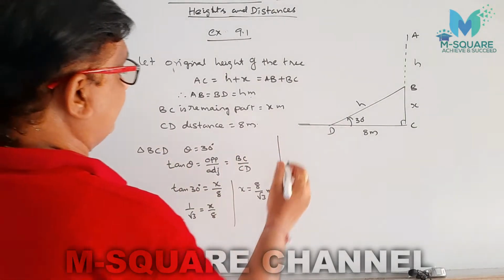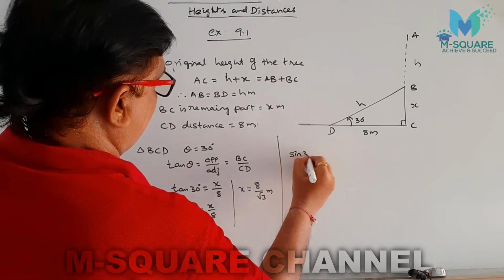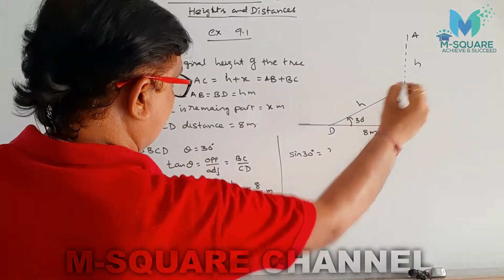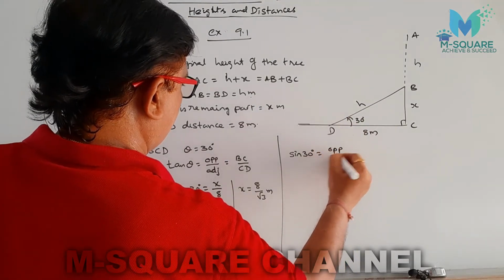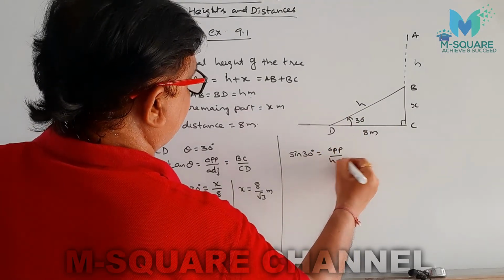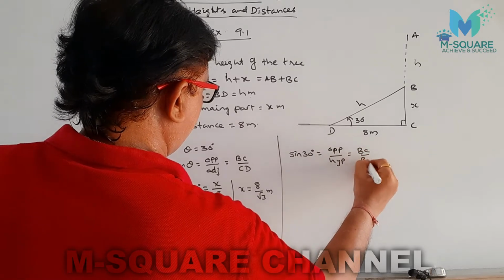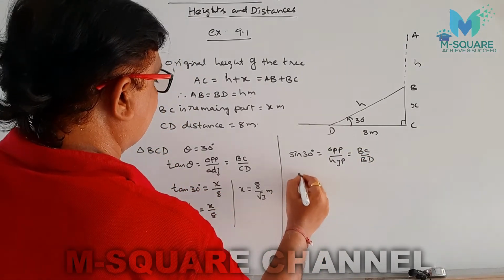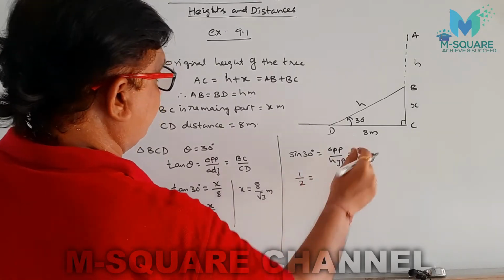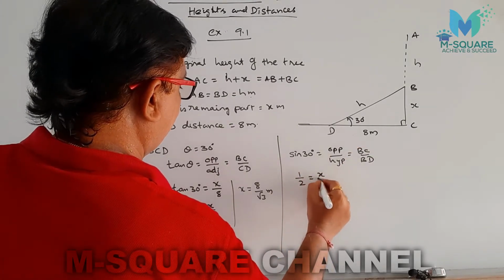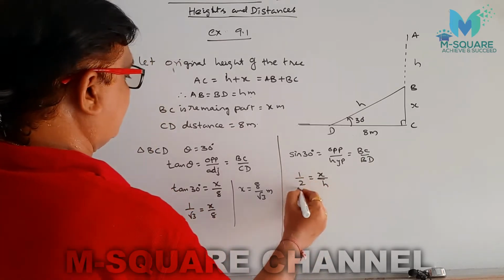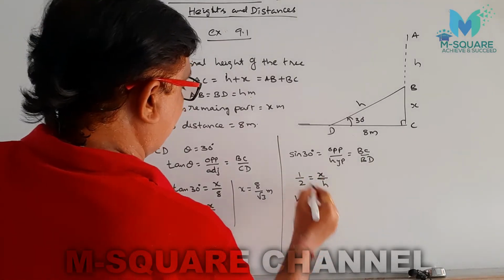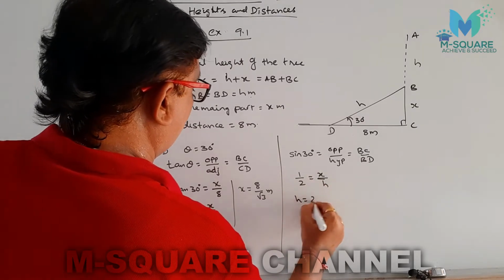So if I take sine 30 degrees, that is opposite by hypotenuse, which is BC by BD. So sine 30, that is half, equals BC, which is x, by h. h goes to one side and 2 goes to the other. So by transposing, h equals 2x.